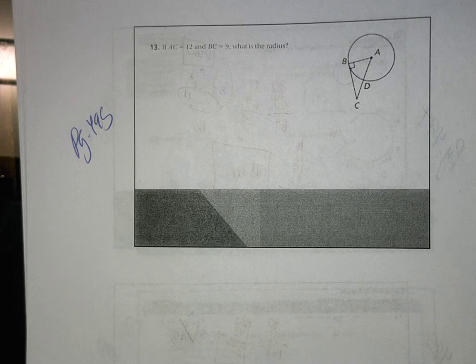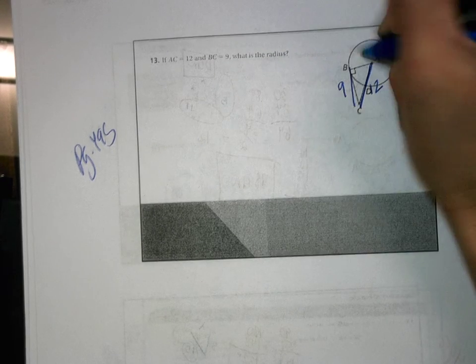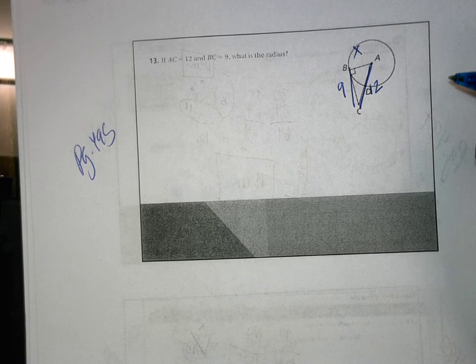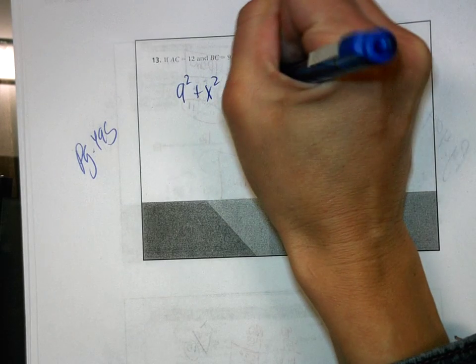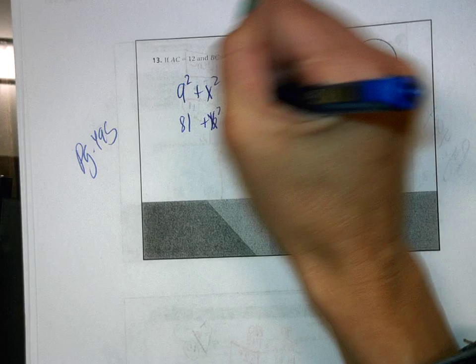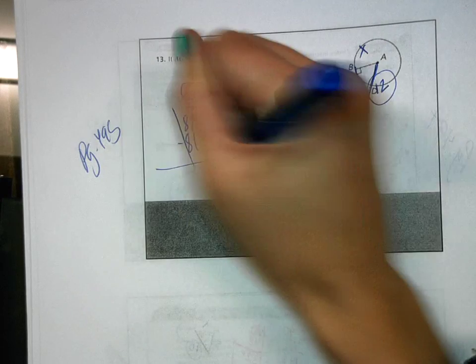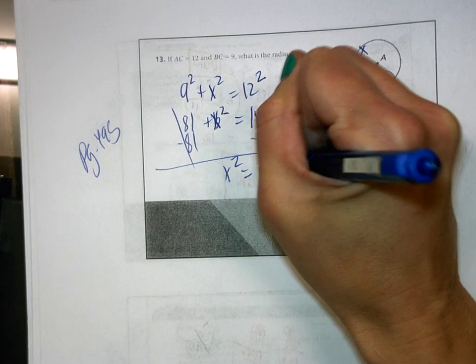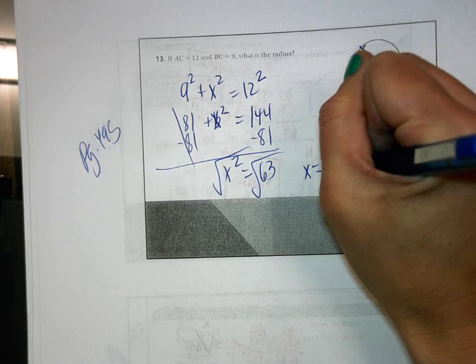Okay, so it tells you that AC, this whole length here is 12. BC is 9. Which number is my hypotenuse, my C? 12. 9 squared plus x squared equals 12 squared. 81 plus x squared equals 144. Subtract 81. X squared equals 63. When you take the square root, it is approximately equal to 8. Okay, any questions?